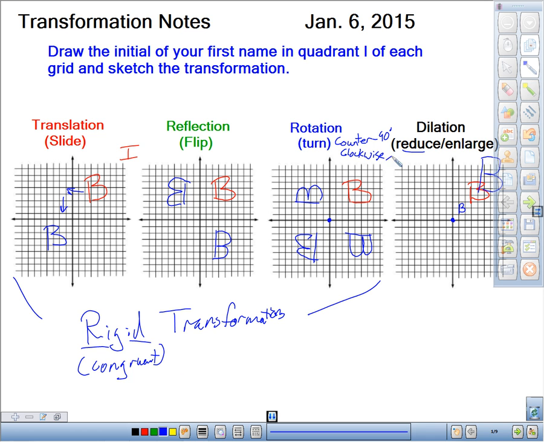But notice dilations, they're a little bit different. They're not always going to end up congruent. But notice this B and this B are similar. So whenever I translate, whenever I reflect, whenever I rotate, I'm always going to have the same shape. But when I start dilating, then things can become similar, not necessarily congruent. All right? Well, let's take a look at translations in a little more detail.